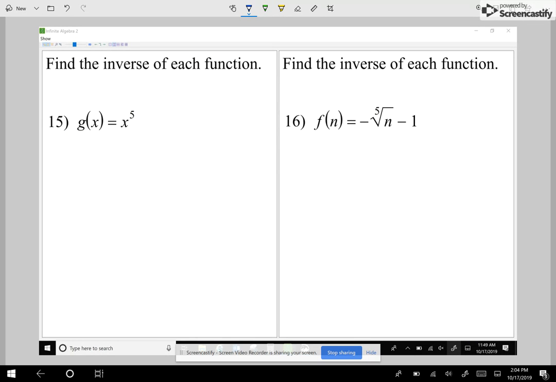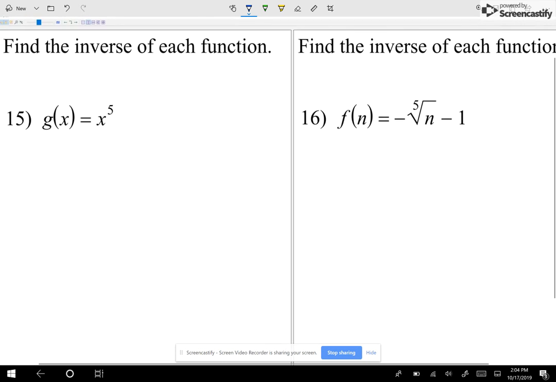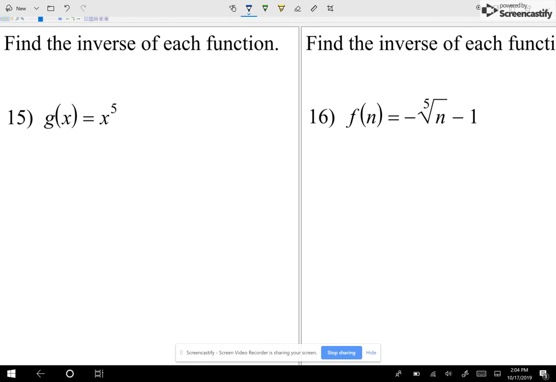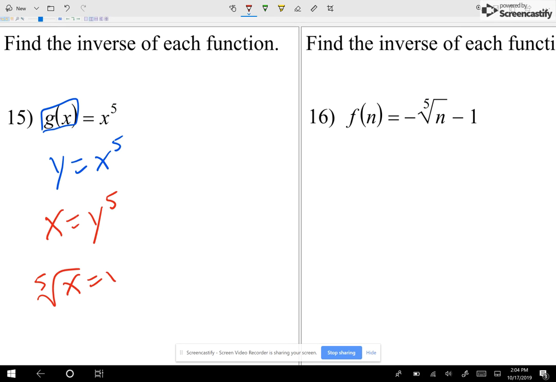Lastly, let me take a look at number 15 and 16. Instead of g of x, I'm going to write y. So I have y equals x to the fifth. The y and the x are going to trade places. So x equals y to the fifth. To get the y by itself, I'm going to undo the power. Radicals and exponents undo each other. So I get that the fifth root of x, it's equal to y.